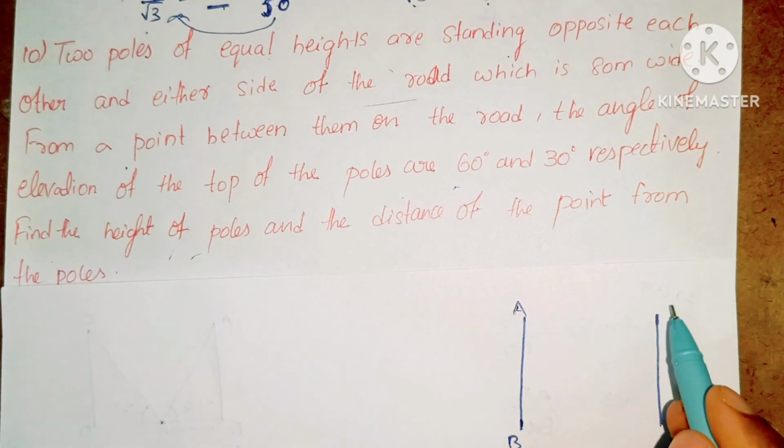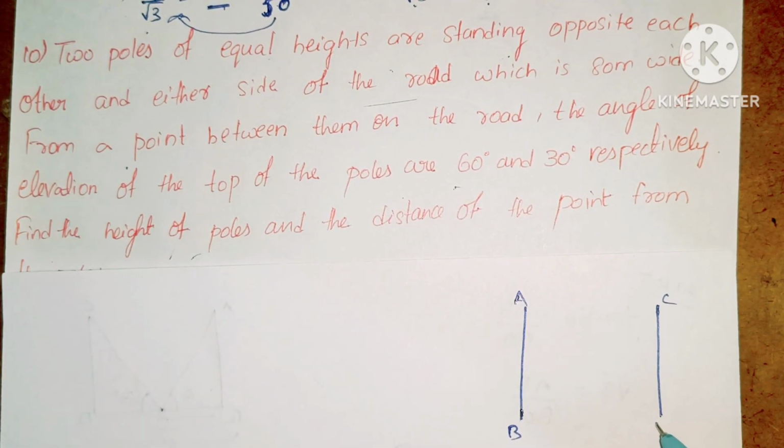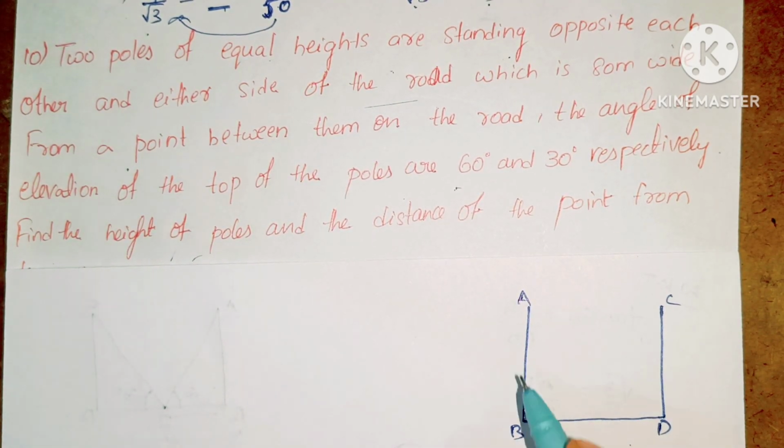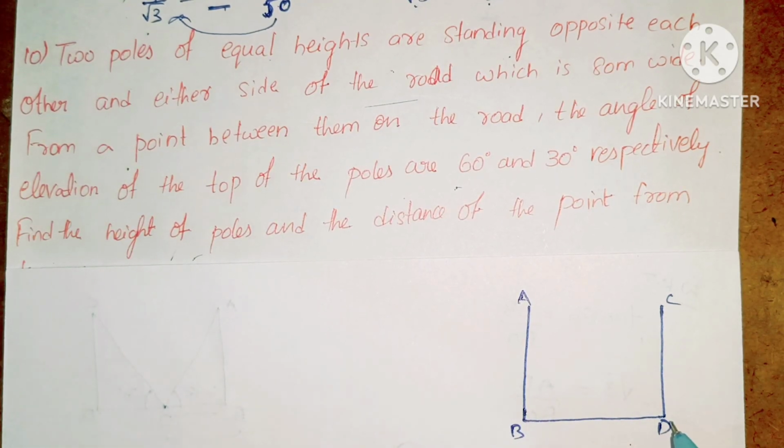So I kept it as A, B, C, D. Okay. So either side of the road, that means BD means what? Road. Okay. So AB and CD have the same height.